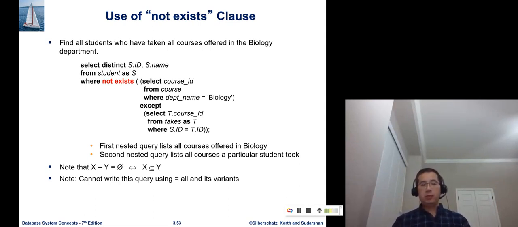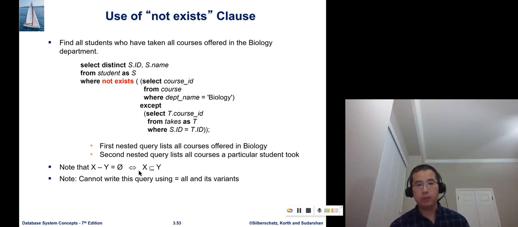For example, X is the courses offered by biology. Y is the courses taken by a student. If any course offered by the biology department belongs to Y, meaning the student's taken courses, then of course this student has taken all the courses offered by the biology. Is it correct? So this is the trick, correct?